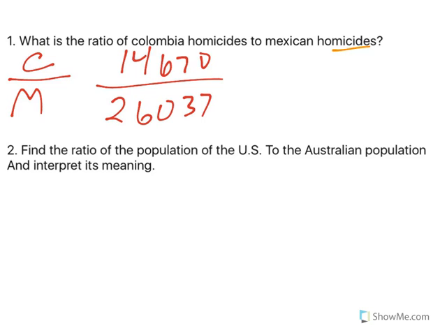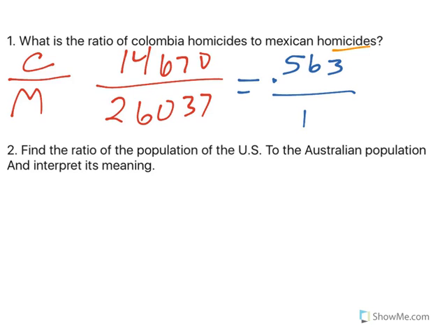So this is one way we could write it. Another one is, you know that the fraction bar means division. So if we just divide this, you end up with 0.563 as a decimal, which means 0.563 to 1. So for every one homicide death in Mexico, because you can see the 1 is on the bottom, corresponds with Mexico, there are 0.563 homicide deaths in Colombia, right? So almost a 2-to-1 ratio, but just not quite.